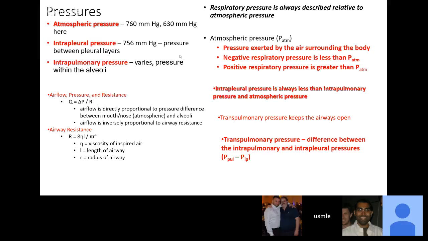So the airway resistance will be 8 multiplied by the length of the airways, divided by pi times the radius of the airways to the power of 4. This is a formula that they would not ask you per se this way.